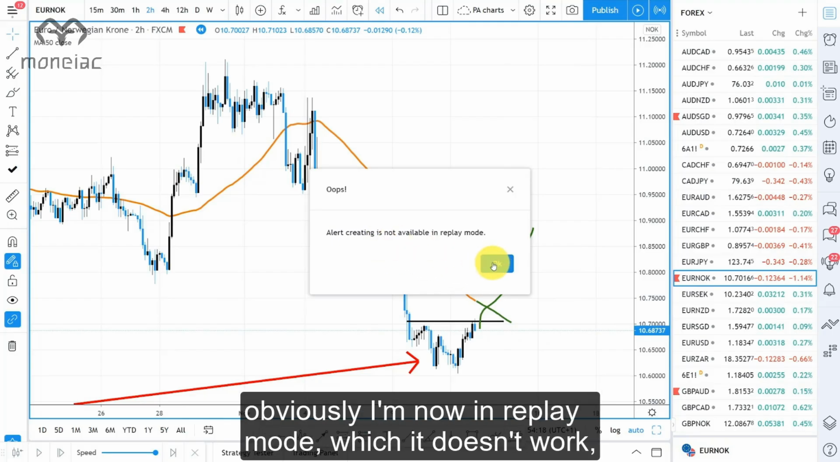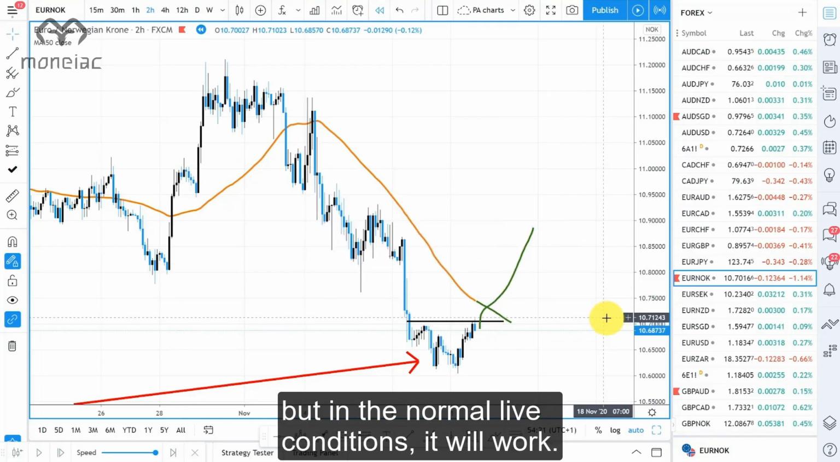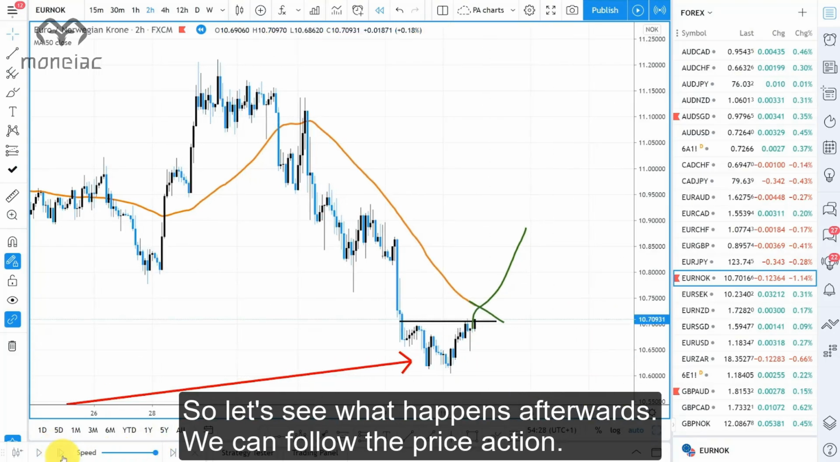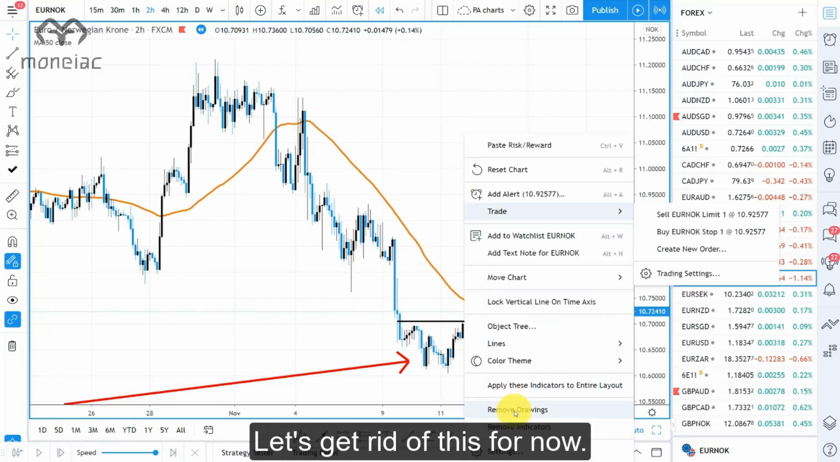Obviously, I'm now in replay mode, which doesn't work, but in normal live conditions, it will work. And then you will get alerted as well about something that is changing. So let's see what happens afterwards. We can follow the price action. Let's get rid of this for now.